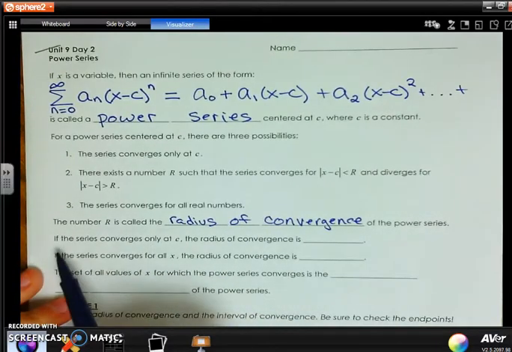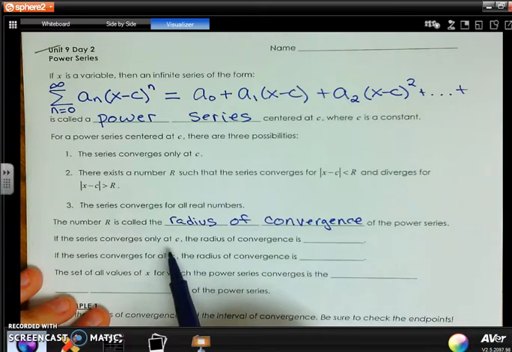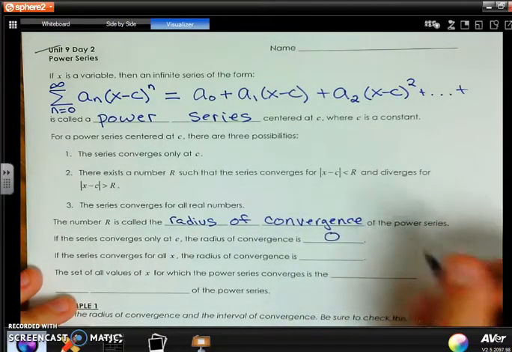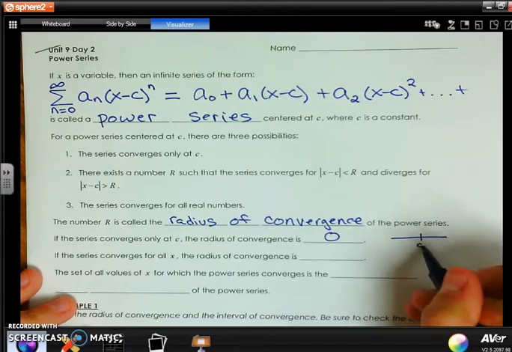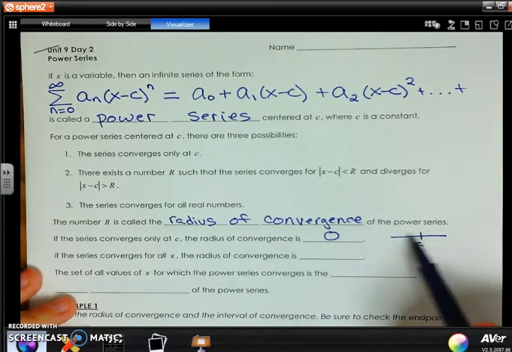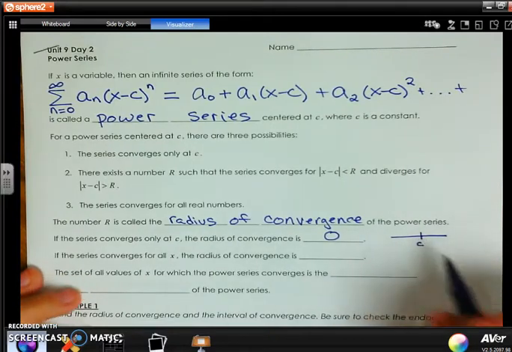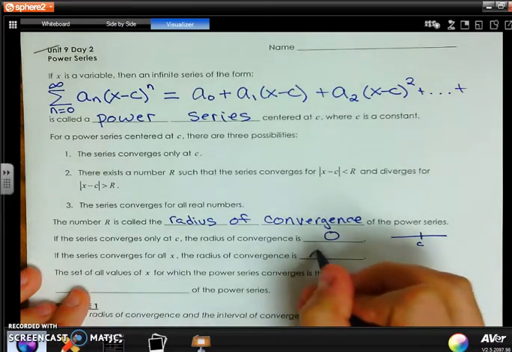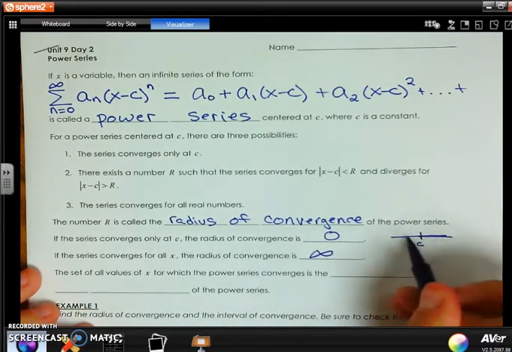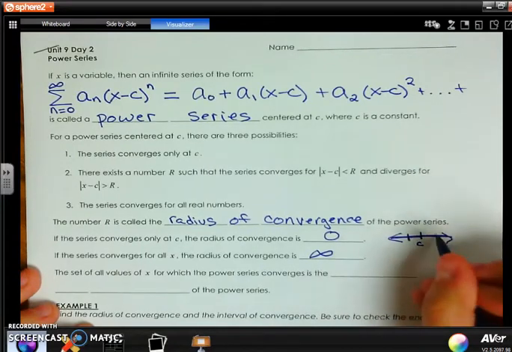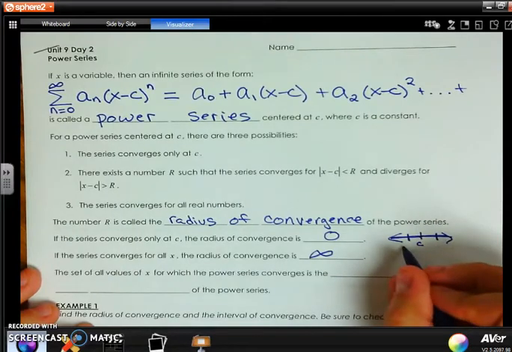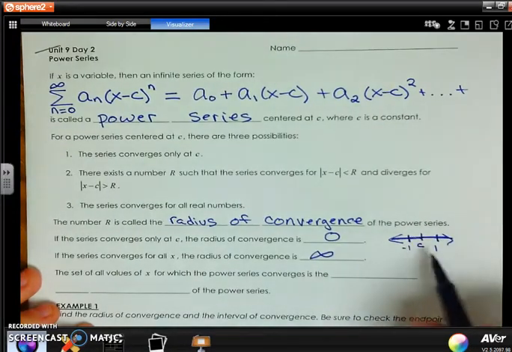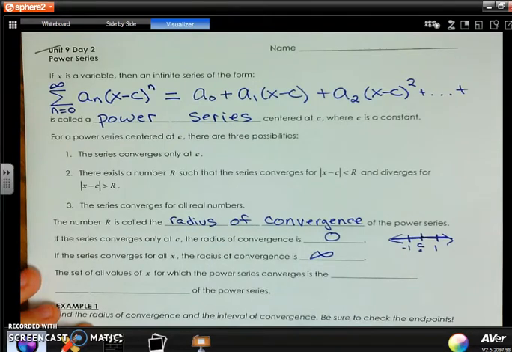Now, if the series converges at c only, so if it only converges at the center, then your radius is going to be 0 because you're only converging at the center. Picture it like a line: if it only converges at your center, you don't get any wiggle room on either side. However, if the series converges for all of x, then your radius of convergence is infinity because you'd converge for everything. Versus, say there was some range where you converge, that's the second option. Say it was, I don't know, -1 to 1 where you converge, then your center would be at 0, and your radius would be 1. So your radius is just how much on either side of the center you are converging for.